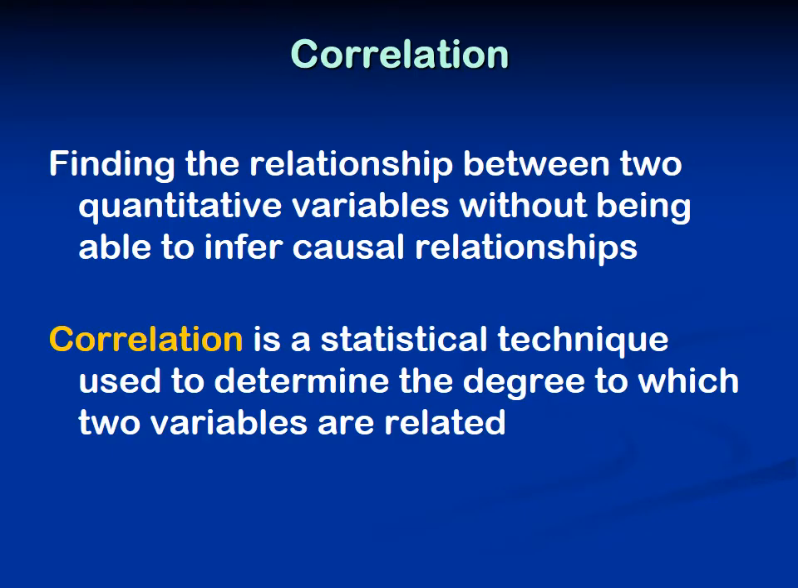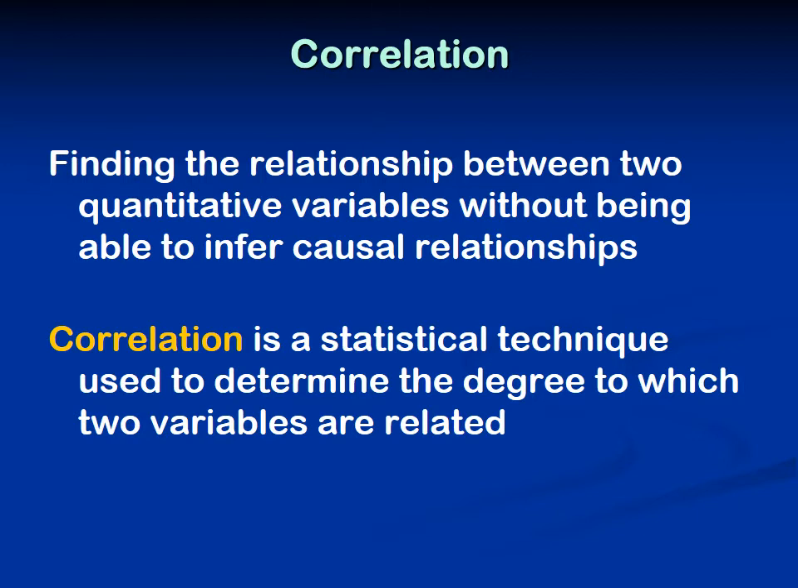So let's begin with correlation. Correlation is a statistical technique used to determine the degree to which two variables are related. Before I continue, the difference between correlation and regression, I want to be as brief as possible. Correlation is used to estimate the strength, the extent to which the variables are related.